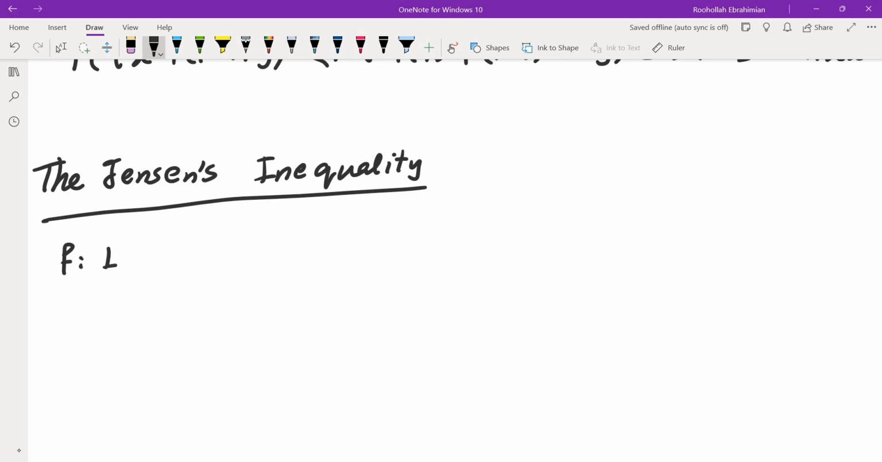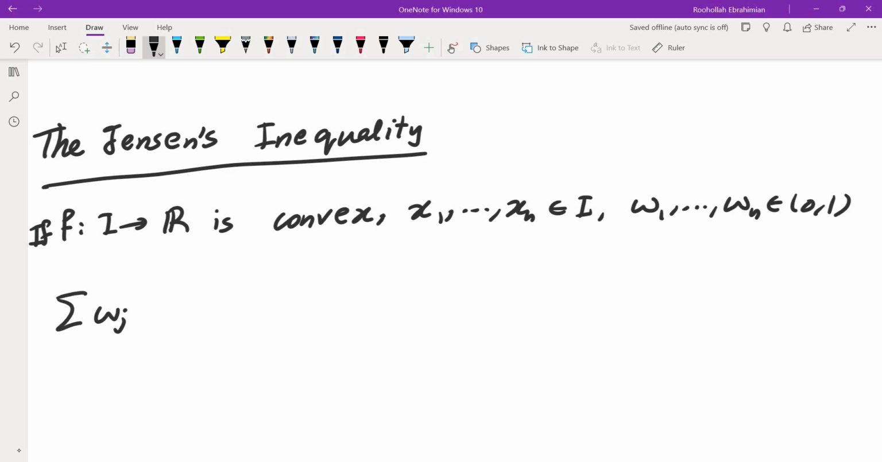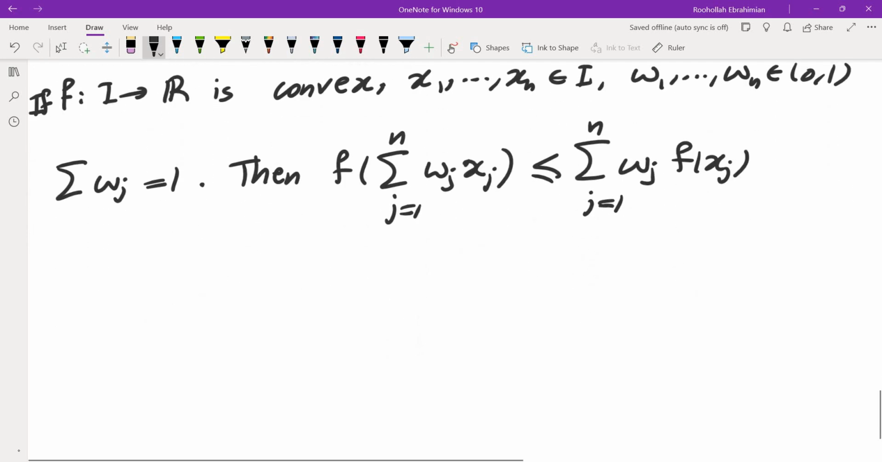You have a function f from I to R that is convex. So this is the assumption. And also we have x1 through xn in I, and w1 through wn in [0, 1], with the sum of the wj's equal to 1. Then f of the sum of wj xj is less than or equal to the sum of wj f of xj, where again the sums run from 1 to n. So we're going to prove this one by induction on n.